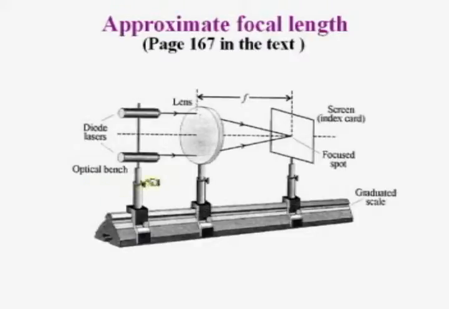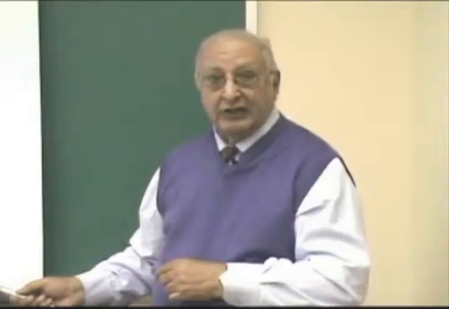This is how you can find out the approximate focal length. You use two diode lasers, and these two are put in a stand, and here's the lens, and you can focus these two onto a screen at a point which is beyond the focal length. These two spots appear as two individual spots. When you move the screen to an exact point where these two coincide into a single spot, this will be shown in the experiment itself, then the distance between these two is the focal length.